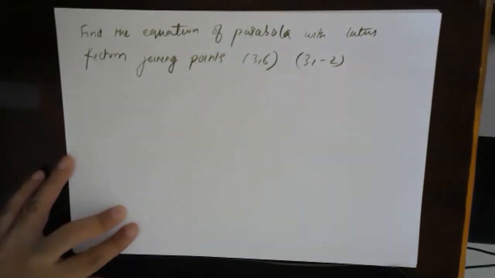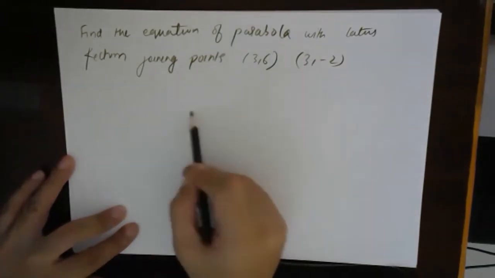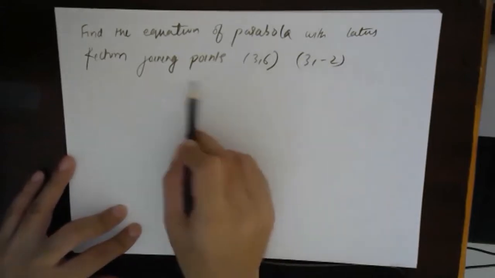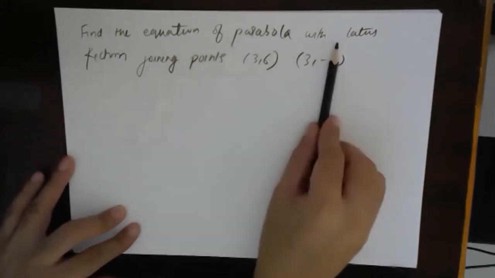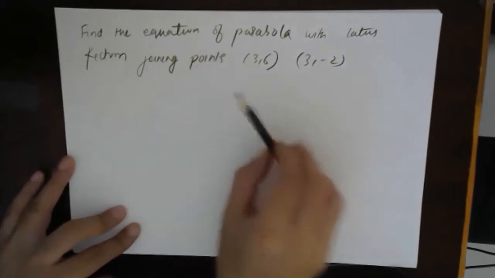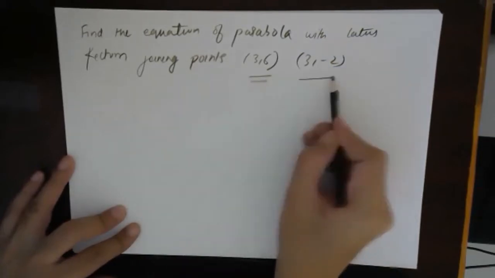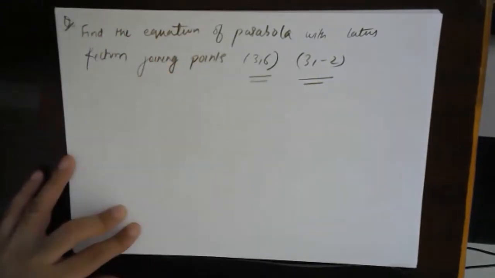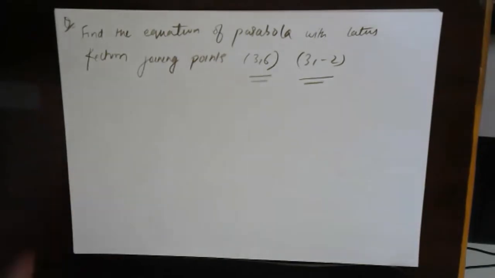Now, if you remember, what is the latus rectum? The latus rectum is a line perpendicular to the axis and passing through the focus. So, find the equation of the parabola with latus rectum joining the points (3, 6) and (3, -2). I'll give you 2-3 minutes. I want you to find the answer. If you found the answer, just reply, type it in the chat.